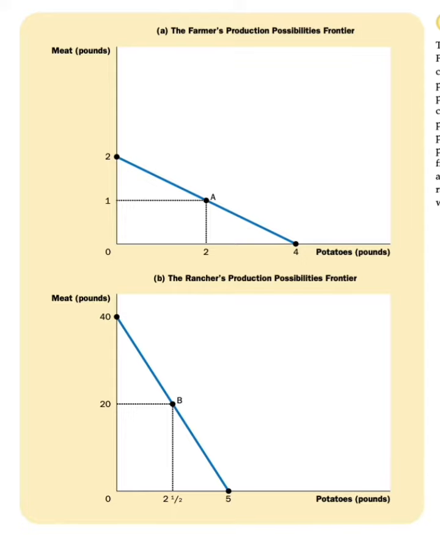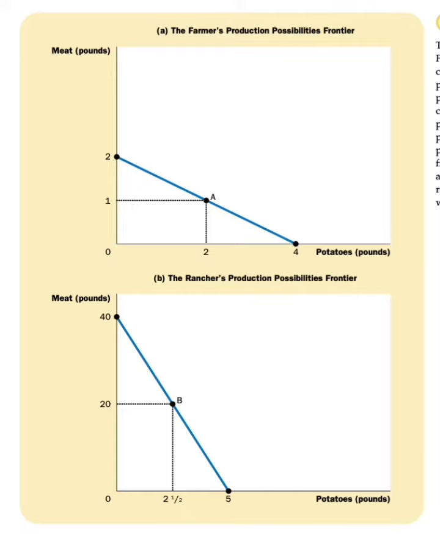by Gregory Mankiw. Now this graph is taken from the chapter Interdependence and the Gains from Trade, and this graph, as you can see, is trying to explain what happens if we trade. So the first figure, which is figure 3.1 of this chapter, expresses the production possibilities frontier of the farmer and the rancher.